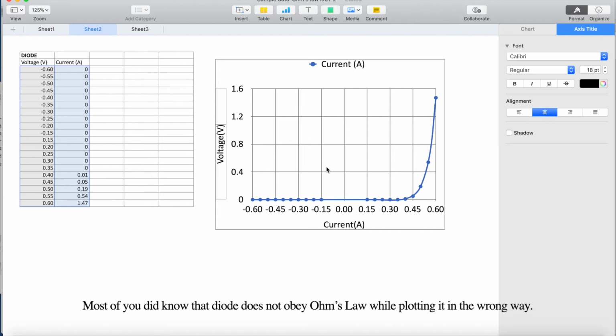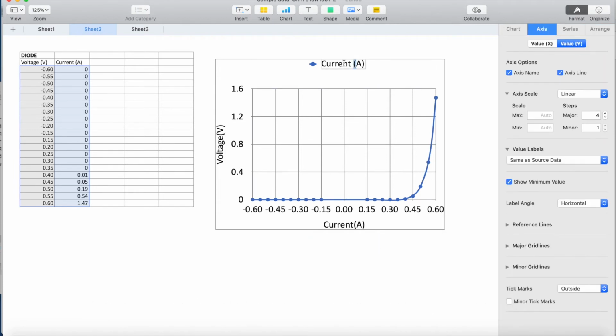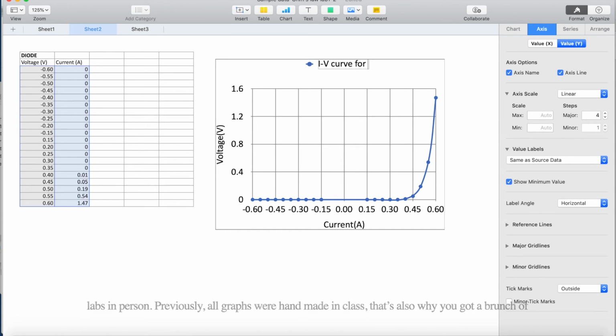Most of you did know that a diode does not obey Ohm's law. While plotting it in the wrong way, it might be that most of you draw the graph electronically, and it's quite easy to add a straight line or quadratic line there. I didn't see such a problem in the previous year when I taught the labs in person. Previously, our graphs were handmade in class. That's also why you got a bunch of graph paper on your lab menu.